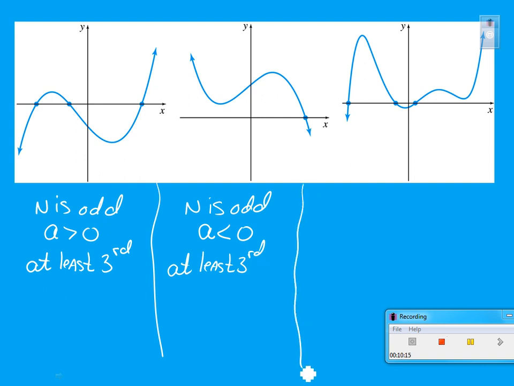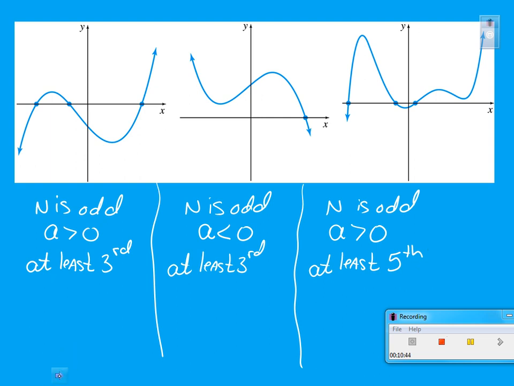And then here's my last odd one. We know n's going to be odd. The branch to the right is going up, so I know a has got to be greater than 0. Then it's got to be at least 1, 2, 3, 4. It's got to be at least a 5th degree polynomial. Could be a 7th, could be a 9th.